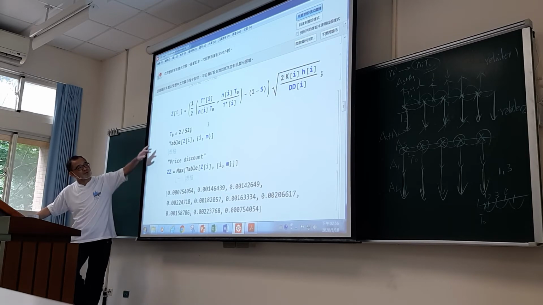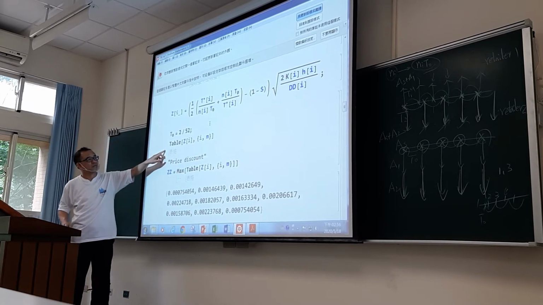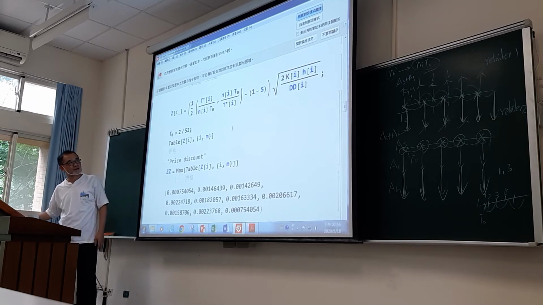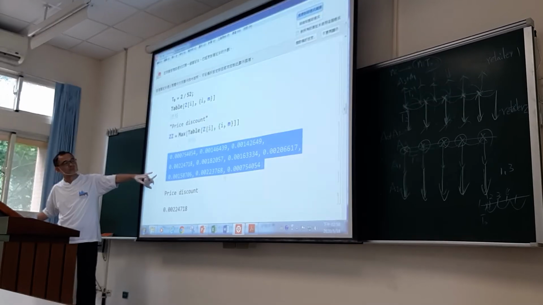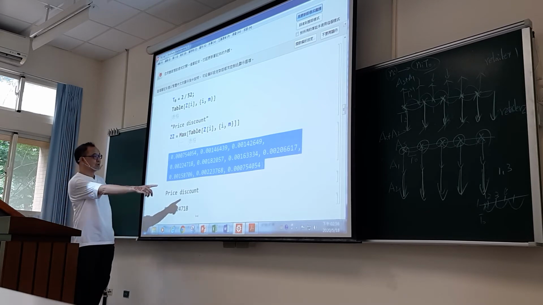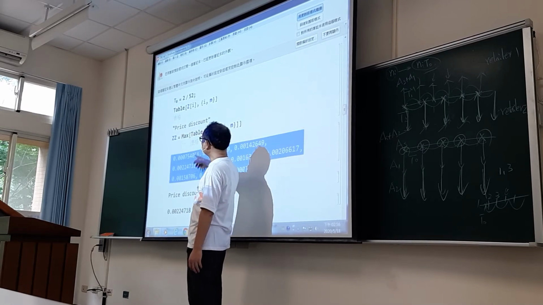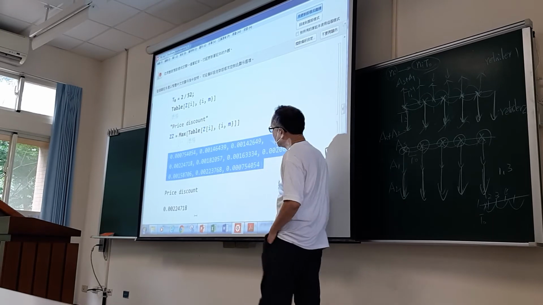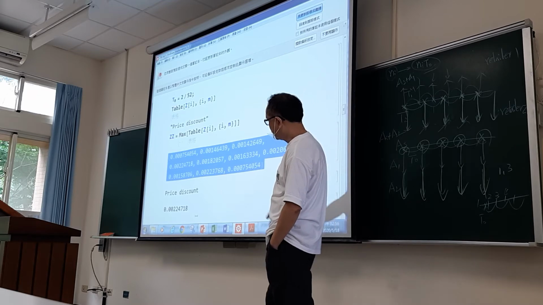So then, since we need to find out the maximum Z, we need to calculate all possible ZI. And then ZZ means the maximum one, representing the price discount. So this is the output for all the Z. So which one is the biggest one? This one. Okay. So pick up by this one. So ZZ is the maximum over the ZI. Okay. So this is the price discount.